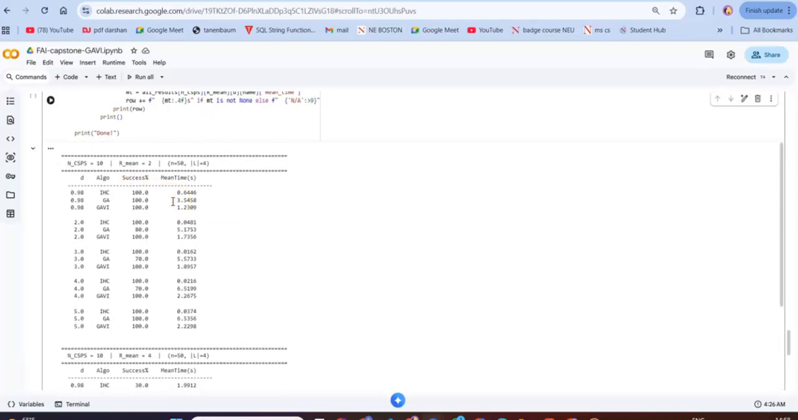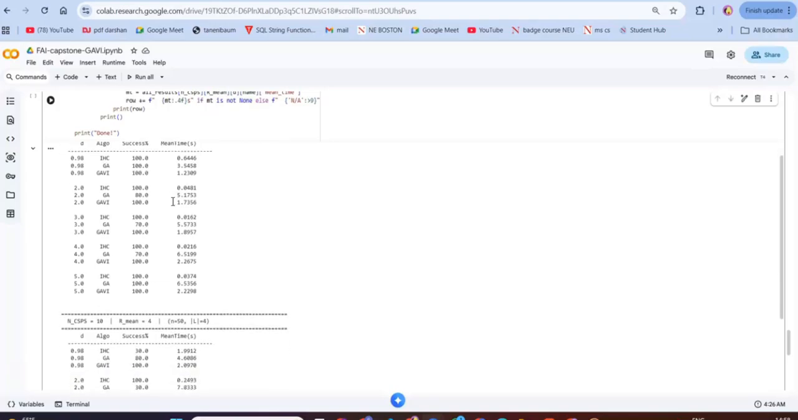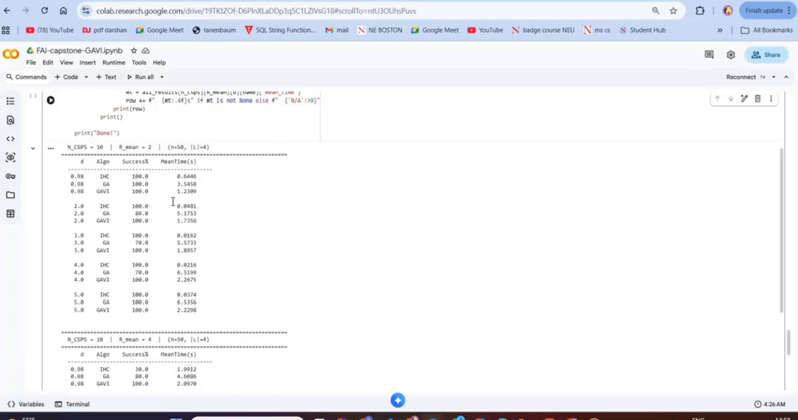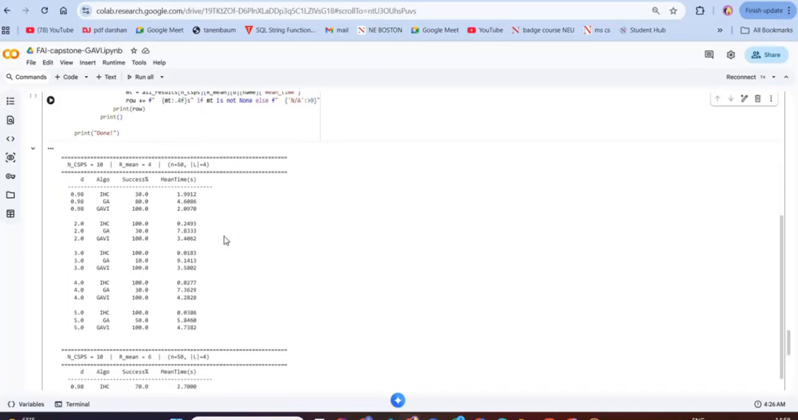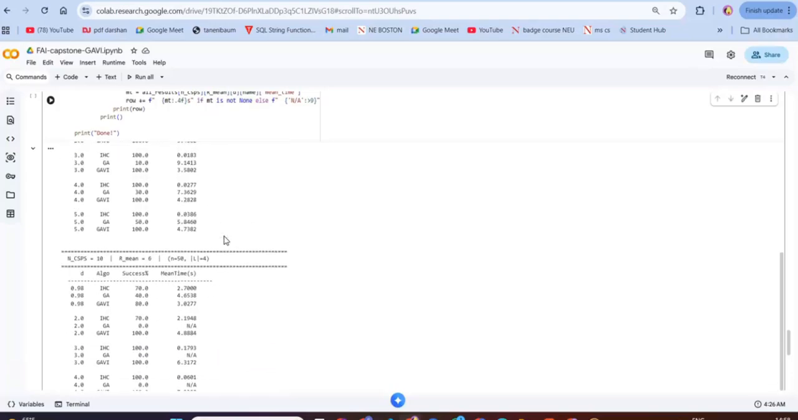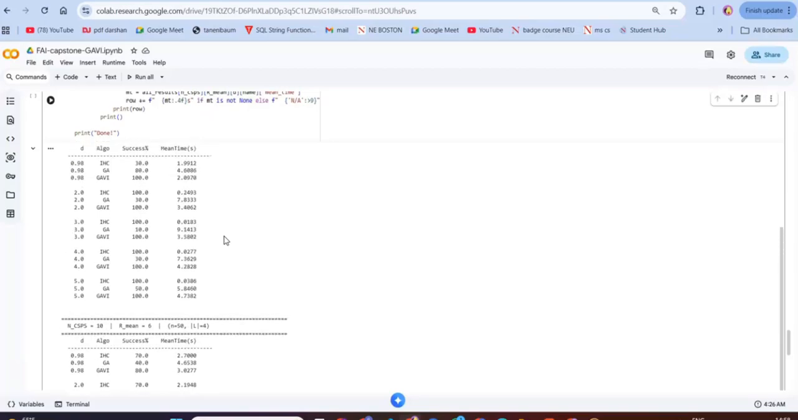So let me walk through each. Starting with the 10 CSPs per cell, even at the small sample size, the pattern is already visible. At R mean equals 2, GAVI scores 100% of the instances across all 5 densities, while the GA drops to 70 to 80% in the middle range. At R mean equals 4, the GA collapses to 10% at D equals 3, and 30% at D equals 2 and 4, while GAVI still holds 100% everywhere.